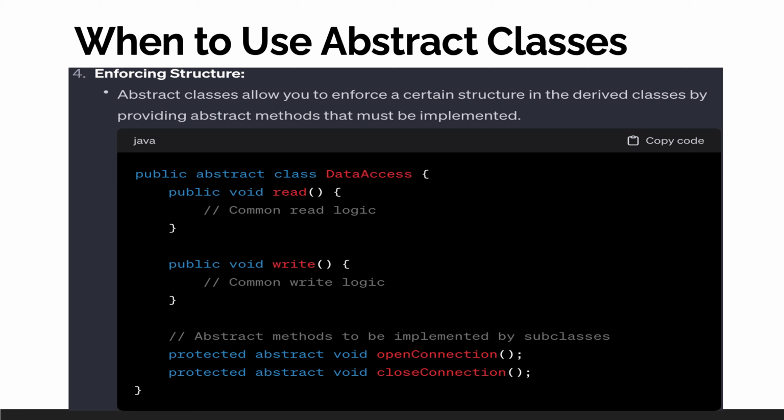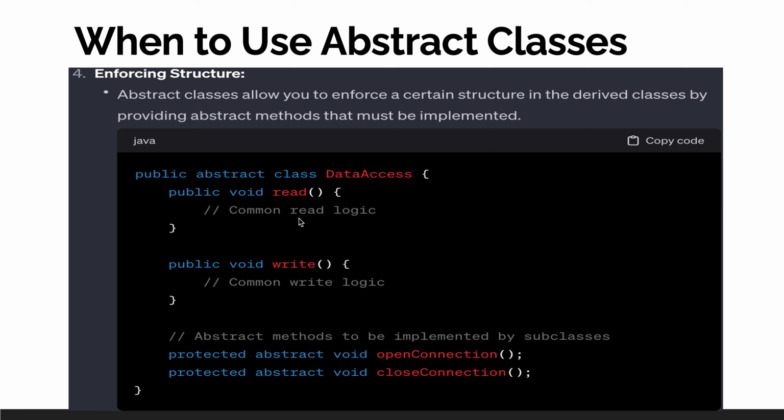Abstract classes allow you to enforce a certain structure in the derived classes by providing abstract methods that must be implemented. Let's say we have a requirement where we want to create a data class, and we have declared it as abstract, and we have provided the read and write functionality inside the abstract class. But whoever is going to use this data class, all the subclasses have to implement the logic for open connection and close connection. So read and write functionality can be common.